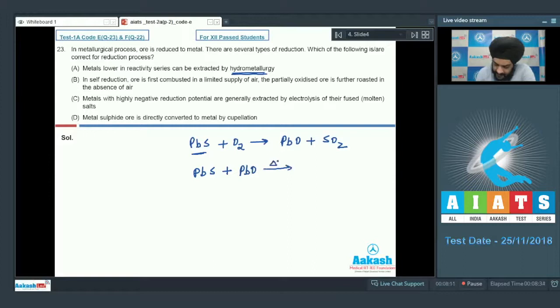And it's just heated in the absence of air further to give us Pb plus SO2 again. So statement B is also correct. The first statement was also correct. Let us look at option C now.